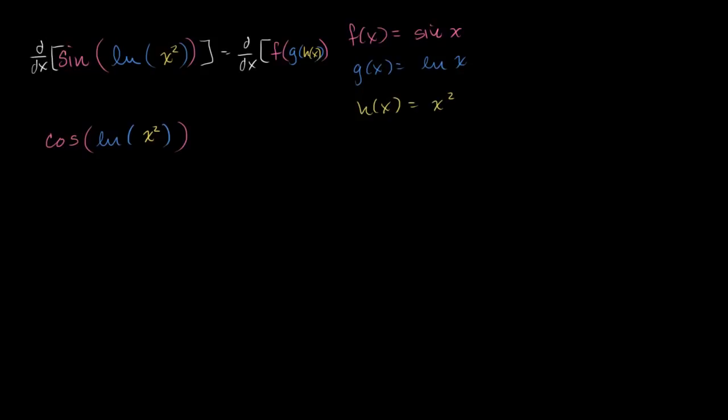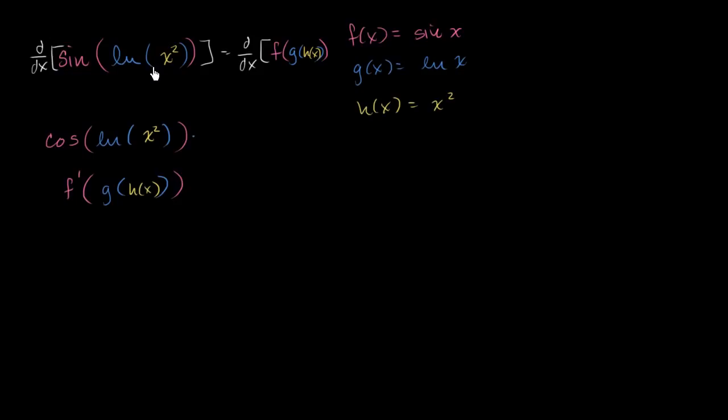And so you could really view this part, what I just wrote over here, as f prime of g of h of x, if you want to keep track of things. So I just took the derivative of the outer with respect to whatever was inside of it. And now I have to take the derivative of the inside with respect to x. But now we have another composite function, so we're going to do the chain rule again.